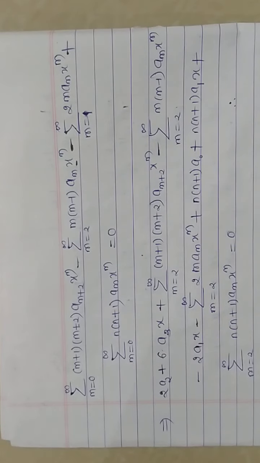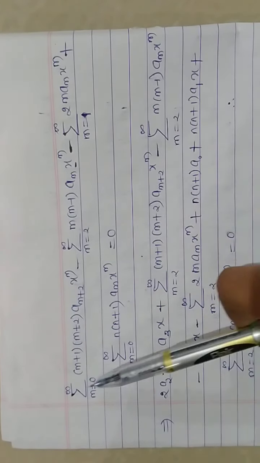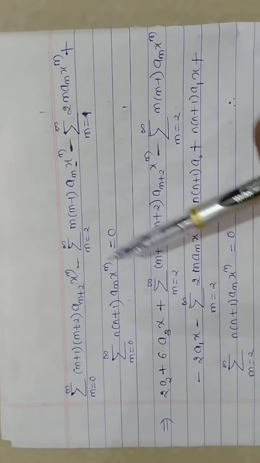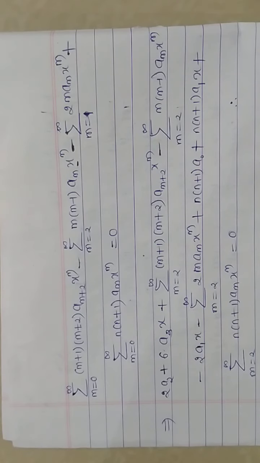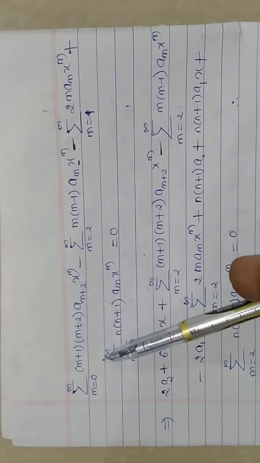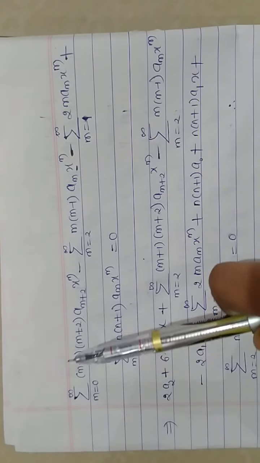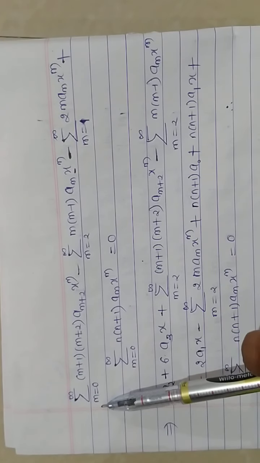Now we have to make the coefficient, that is, make the summation range the same. My highest range is 2 to infinity. So I have to convert these m = 0 to infinity, m = 1 to infinity, and m = 0 to infinity into m = 2 to infinity. For that I have to expand this summation by substituting m = 0 and m = 1, and after that I can keep this as it is by using the summation m = 2 to infinity.